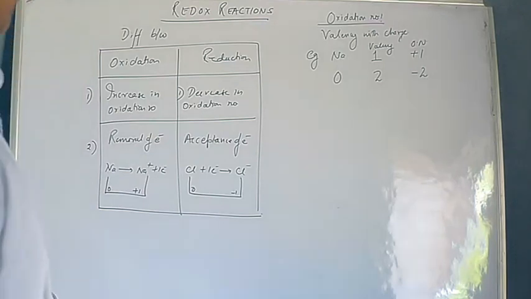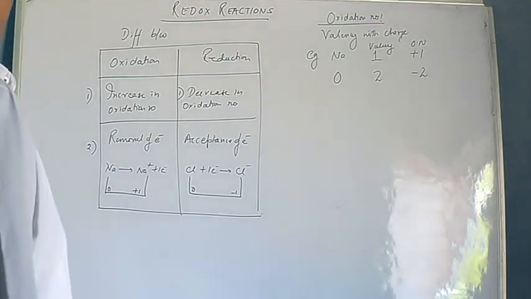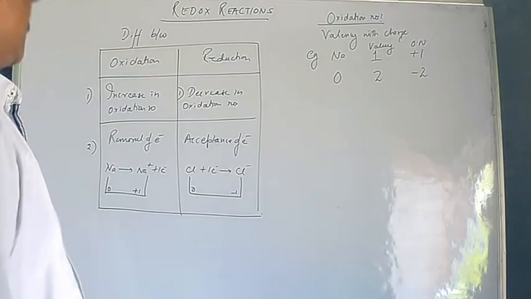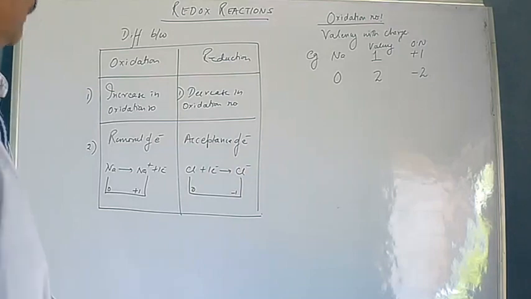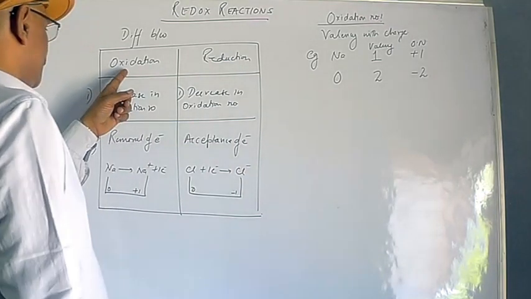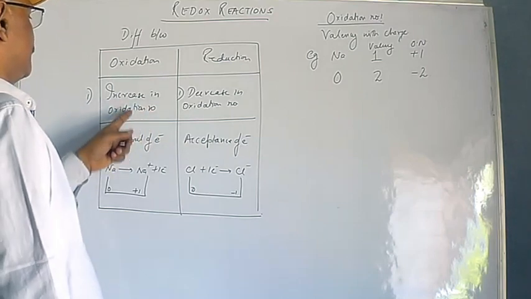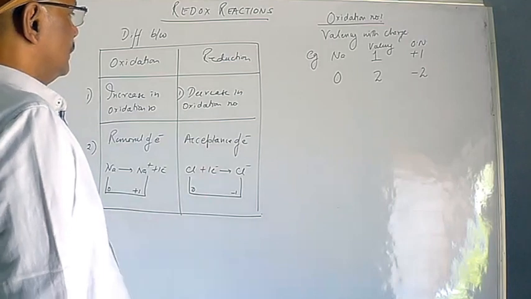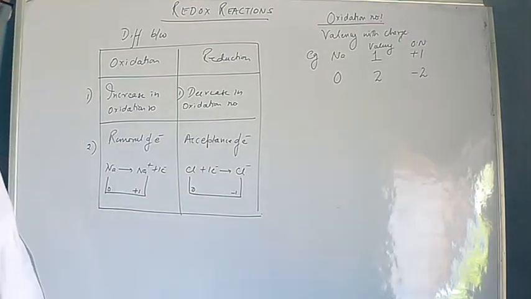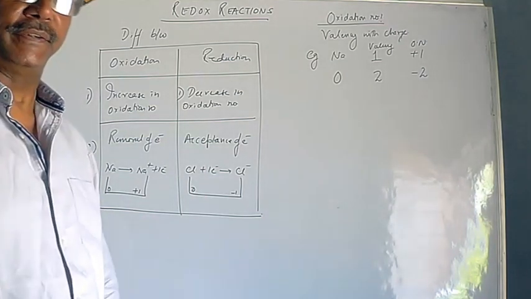Today's topic is redox reactions. But before you move into the great detail of redox reactions, you must understand the difference between oxidation and reduction. The points are already written here. Just focus. An increase in oxidation number is oxidation, and a decrease in oxidation number is reduction. Class, till date you have not been taught what oxidation number is.